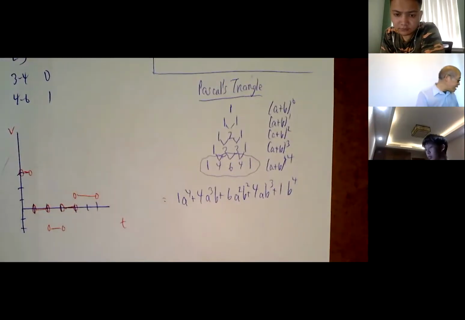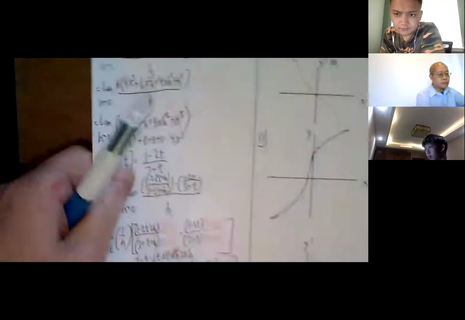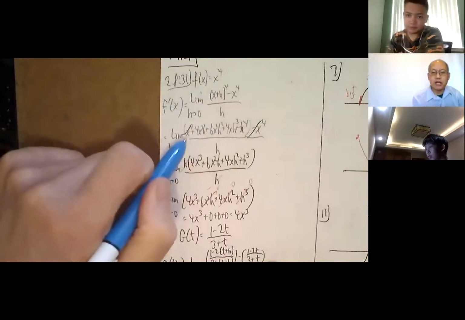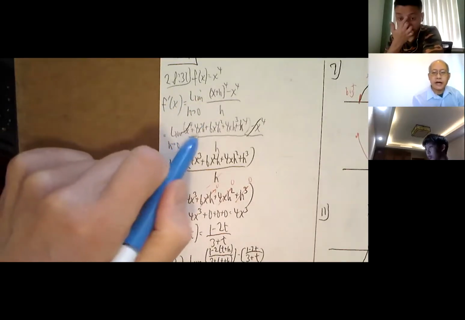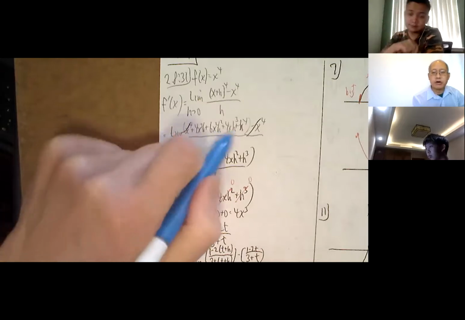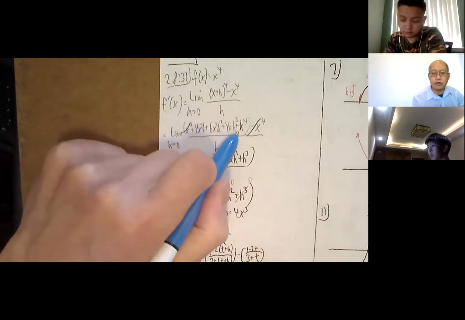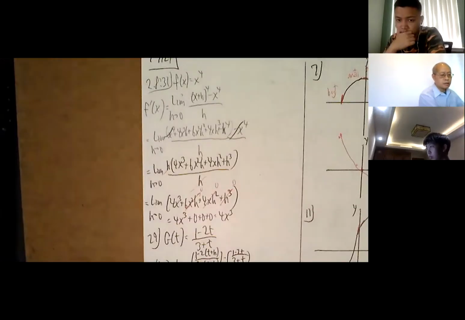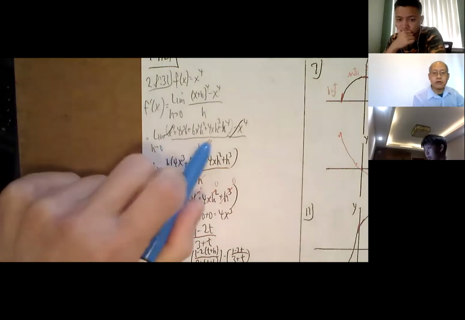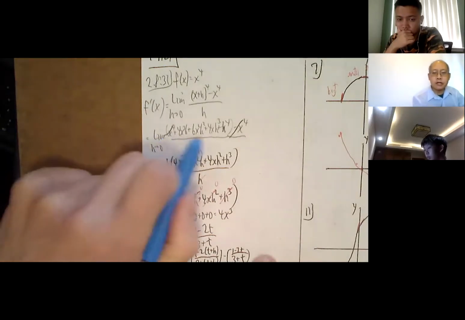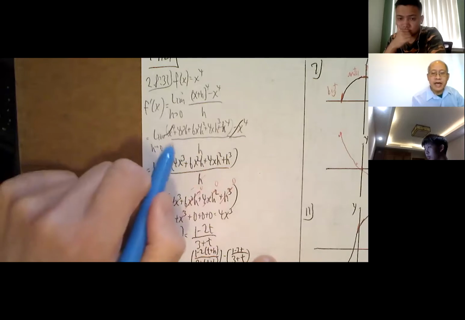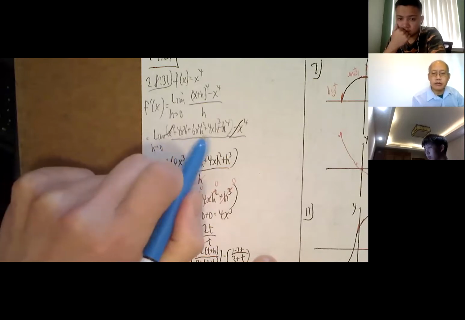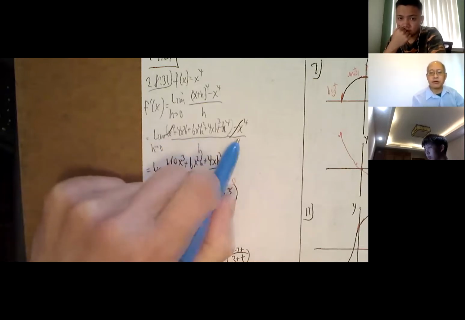Okay, so using that, I've got this. So (x+h)^4, I quickly put x^4, 4x^3 h, 6x^2 h^2, 4x h^3, h^4. Using that route, the coefficients are 1, 4, 6, 4, 1, x to the 4, 3, 2, 1, 0, h to the 0, 1, 2, 3, 4. And then minus x^4, all over h.